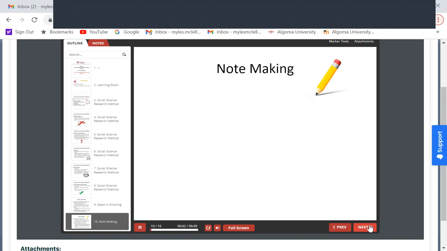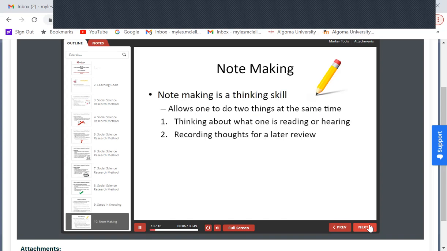What exactly is the point of note-making? Well, note-making is a thinking skill. It allows one to do 2 things at the same time. One is to think about what one is reading or hearing, and the second is to record thoughts for later review in case you need those thoughts for an assignment in the future or a presentation.